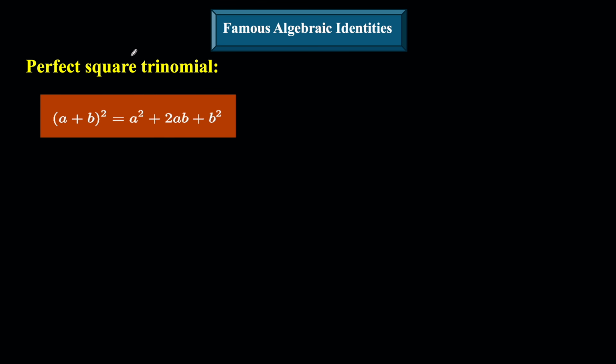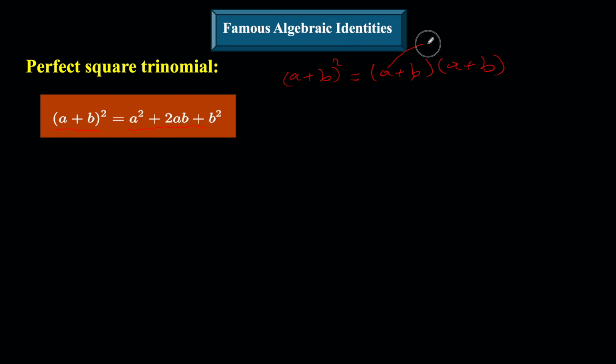First we start with the perfect square trinomial. So when we have (a plus b) squared, it is equal to a squared plus 2ab plus b squared. This comes from when you have (a plus b) squared. You can write it in this way: (a plus b) multiplied by (a plus b).